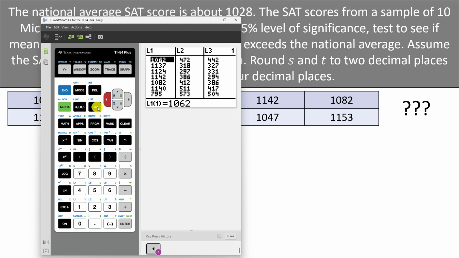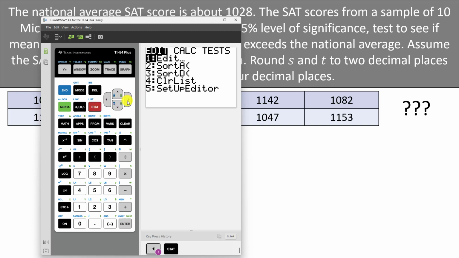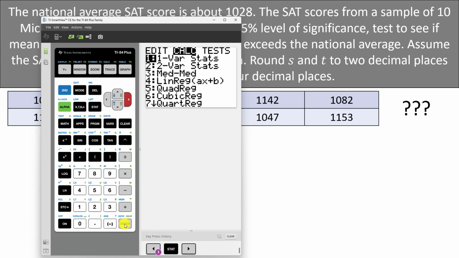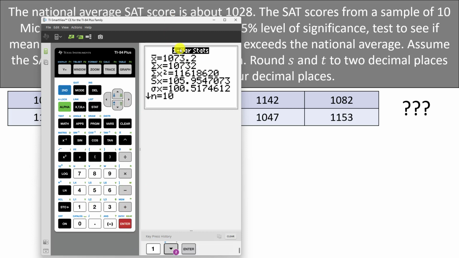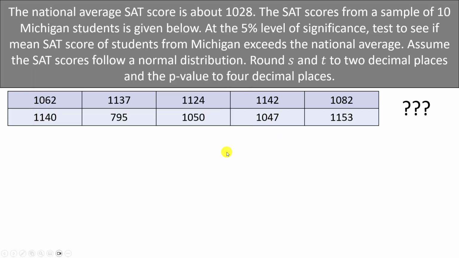Make sure you have all those numbers in there. Then we can go to STAT, and then arrow over once to the right, so we're on the CALC menu. Press ENTER, so we're on 1-Var Stats. Make sure your list says L1. If it doesn't, you can go to 2nd 1 to get L1. Go ahead and calculate, and we will get a bunch of numbers that we're going to want to write down. The numbers that we need are really the x-bar, the s, and the n.